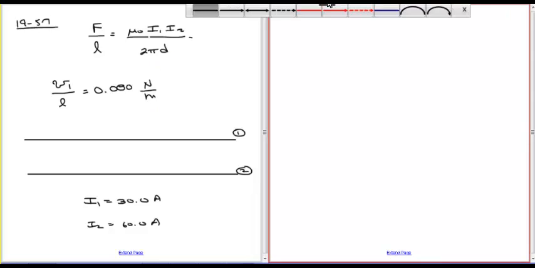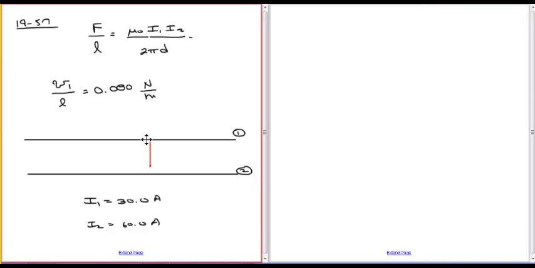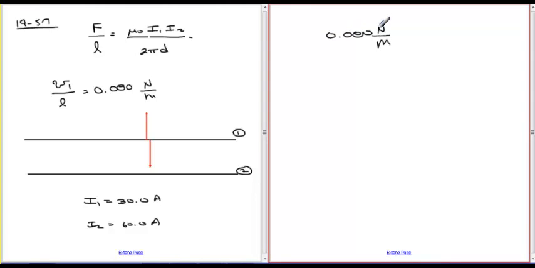So we want to have this equilibrium situation. We've got a weight per unit length going this way, and we have the force per unit length going that way. So the force per unit length comes from here. The weight is there. So we really could just set 0.080 newtons per meter equal to mu 0 times I1 times I2 divided by 2 pi times d. So it looks like we know everything.